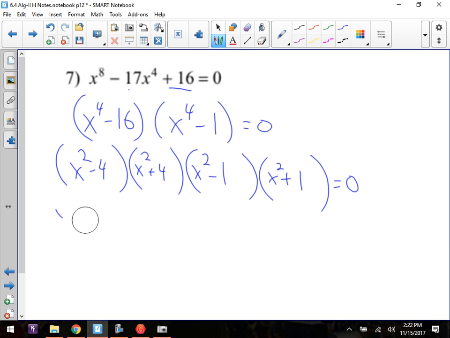Since I have it equal to 0, at this point I can stop my factoring because here I can just write out all my zeros. I know that I have zeros at plus or minus 2. Here I'm going to have zeros at plus or minus 2i. Here I have plus or minus 1, and here I have plus or minus i. So I have an 8th degree polynomial. Remember, if you subtract 1 and take the square root, what's the square root of negative 1? i. Just like, what's the square root of negative 4? 2i.